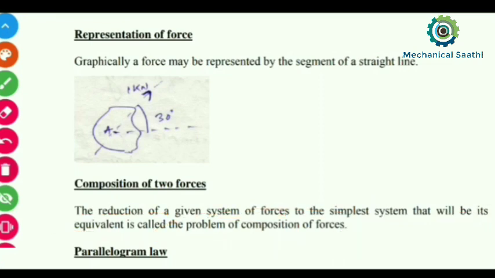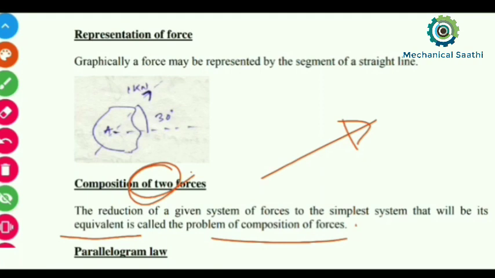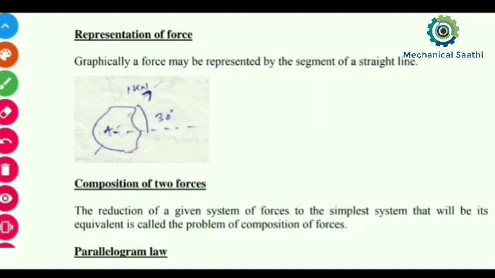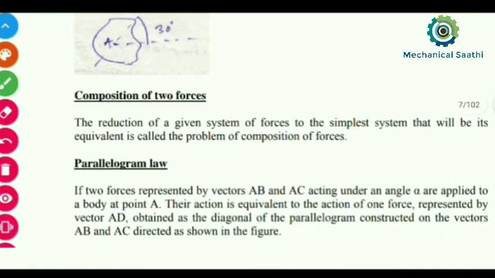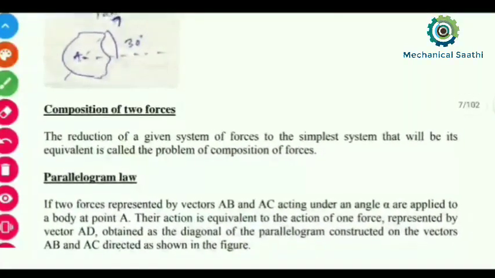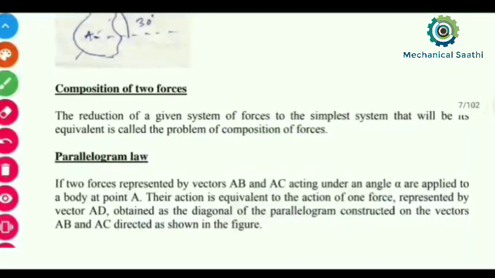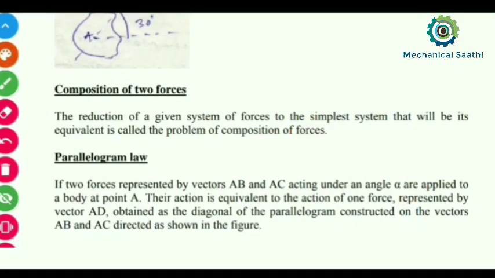So there will be a number of forces. Basically here we have considered two forces, and we need to find the equivalent force, which will be represented by one force, and that is called the problem of composition of forces. First there is a law, that is the parallelogram law, that we need to study, on how to draw the equivalent force. That is known as composition of force.